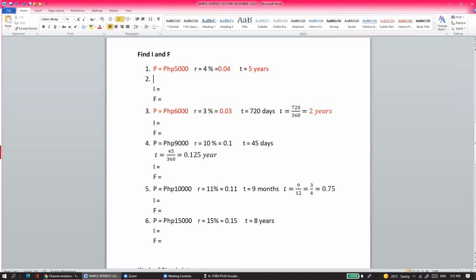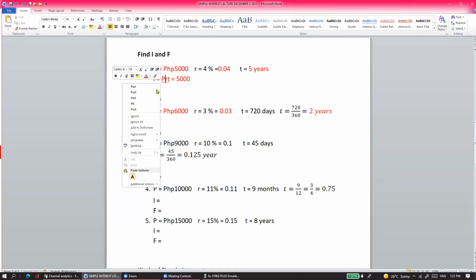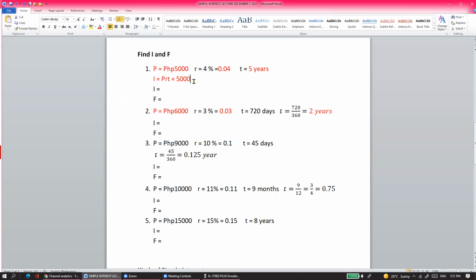Maaaring by formula, so I'll type I is equal to PRT. So what I will just do is to type all the givens. P is equal to 5,000. So ito-type ko lang siya, anak, no? And then R is 0.04. So I'll type times 0.04. And then times the time, which is equal to 5 years. And then we will have a result of this one. So ito yung makukuha kong resulta para sa ating interest.